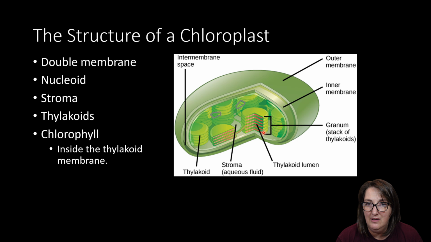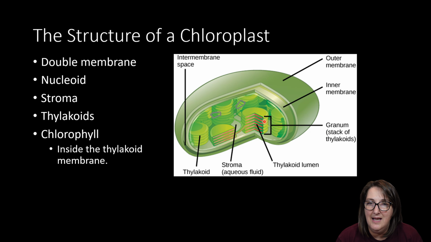I have thylakoids, and I call the thylakoids, they're like little Oreo cookies, and they're going to lay on top of each other into these stacks. So each of these cookies, each of these little pieces is a thylakoid. If I have a stack of thylakoids, we call that a granum. So this is a stack of thylakoids.